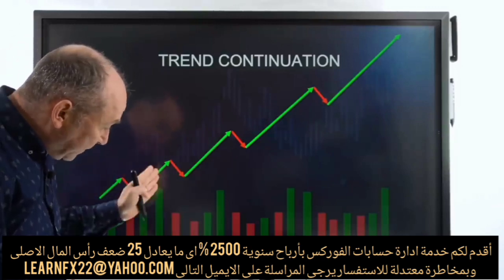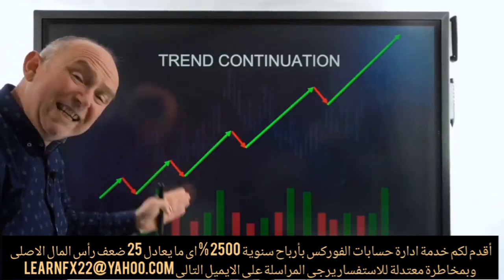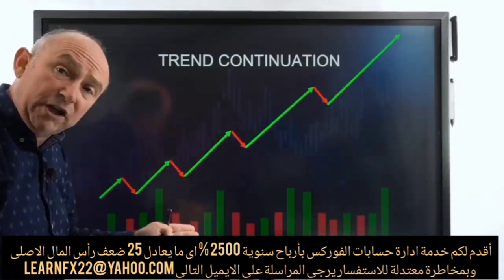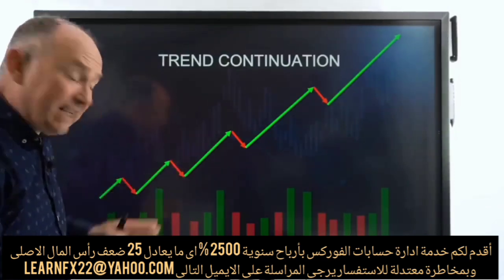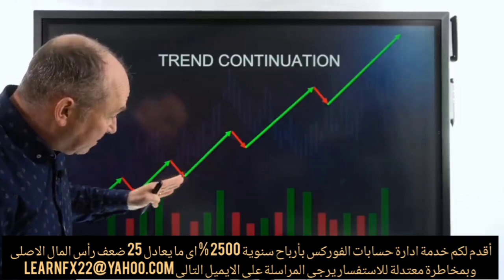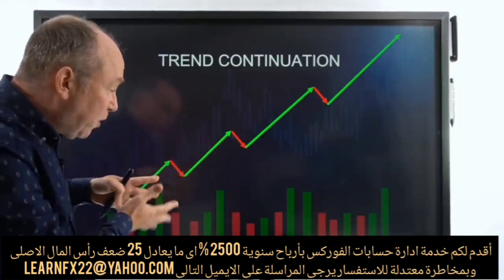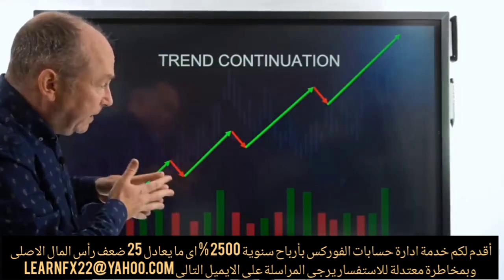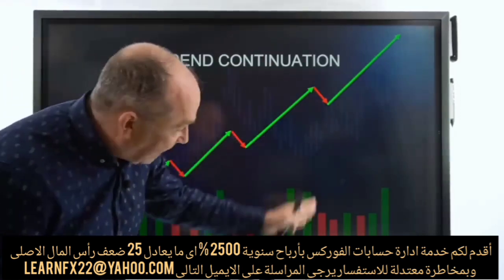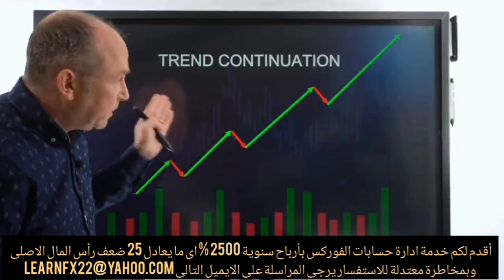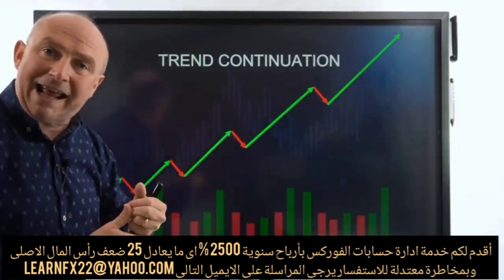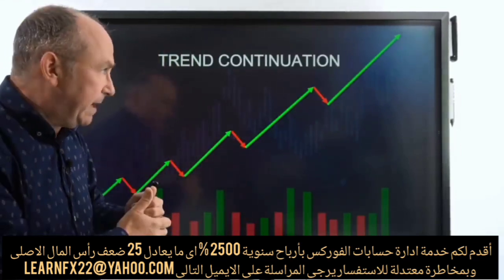Again, the pullback has a reduced volume. In other words, there's not as much selling pressure in the pullback as there is in the trend continuation. As the market starts to trend up again, the volume increases, more traders are getting into the trend and the trend is being pushed up by the buying pressure, and the pullback again has a reduction in volume. So using volume analysis in trend continuation can be quite powerful.